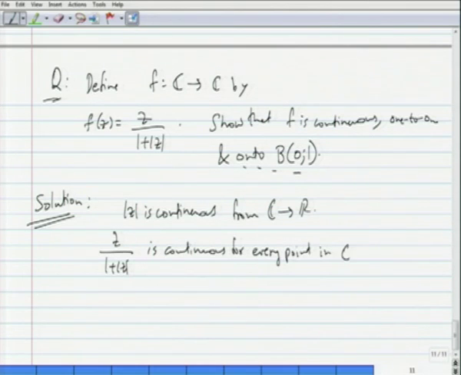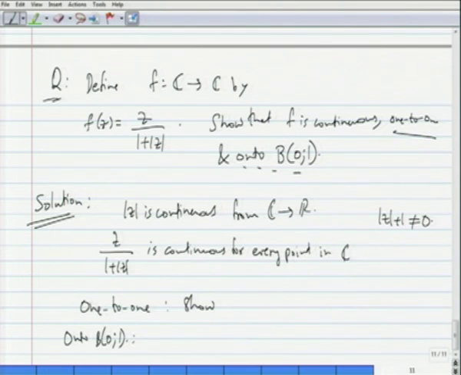So, it is continuous for every point in C. Notice mod z plus 1 is never 0. Mod z is greater than or equal to 0, and so mod z plus 1 is greater than or equal to 1. So, it is never 0. So, this is continuous, that is easy. So, 1 to 1 is an exercise, that is an interesting exercise, show this yourself. And then it is onto B(0,1).